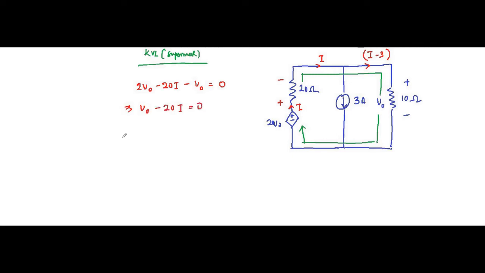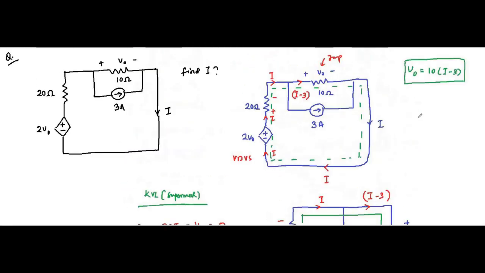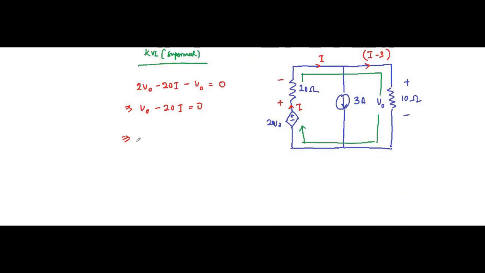Now we'll write V0 is equal to 10(I minus 3). This equation we'll use: 10(I minus 3) minus 20I is equal to 0. That implies 10I minus 30 minus 20I is equal to 0. That implies minus 10I minus 30 is equal to 0. That implies 10I is equal to minus 30. That implies I is equal to minus 3 ampere.